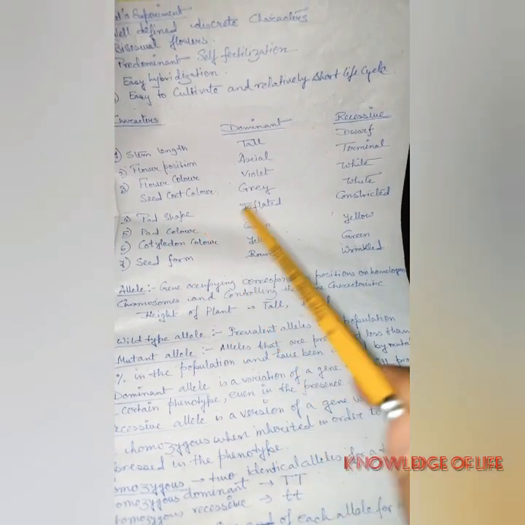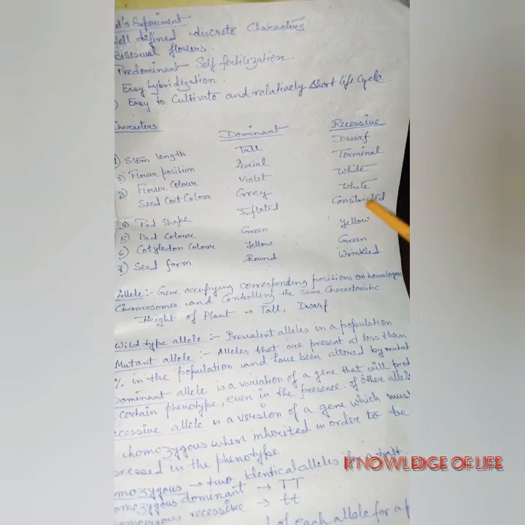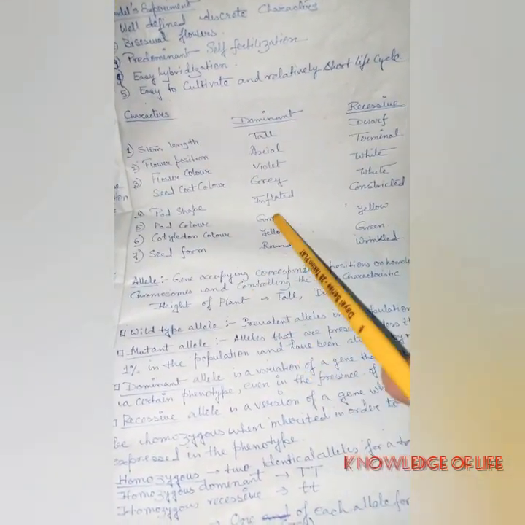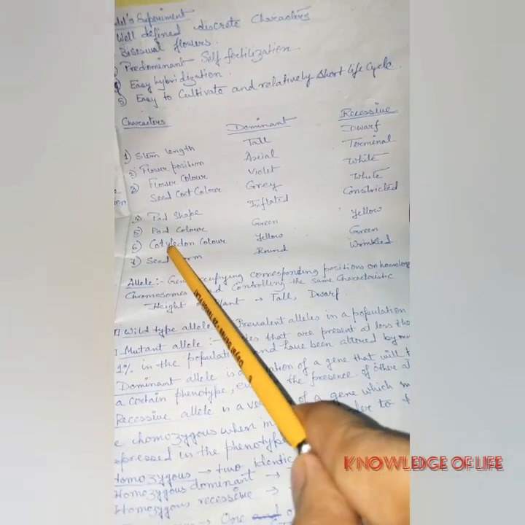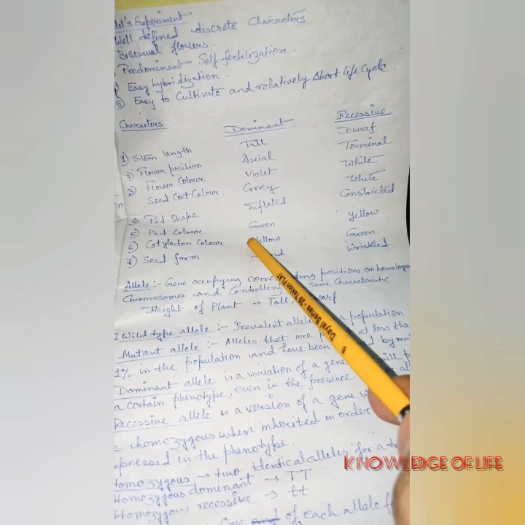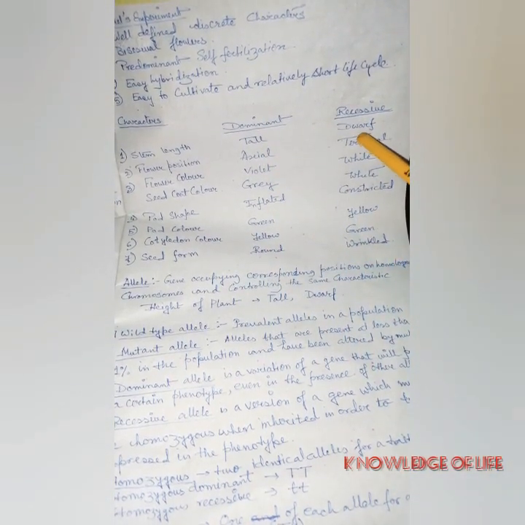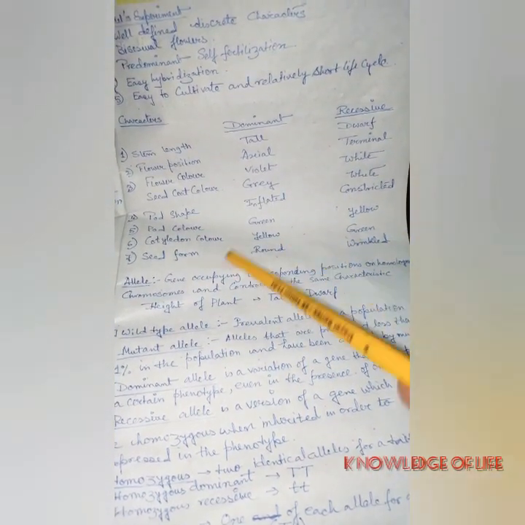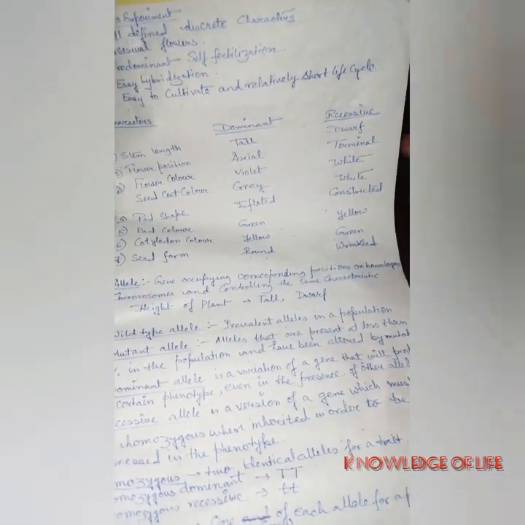Pod shape: inflated is dominant and constricted is recessive. Pod color: green is dominant and yellow is recessive. Cotyledon color: yellow is dominant and green is recessive. Seed form: round and wrinkled. Round is the dominant characteristic and wrinkled is the recessive characteristic.